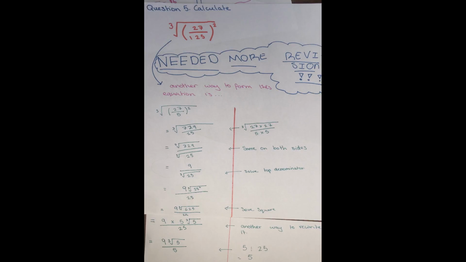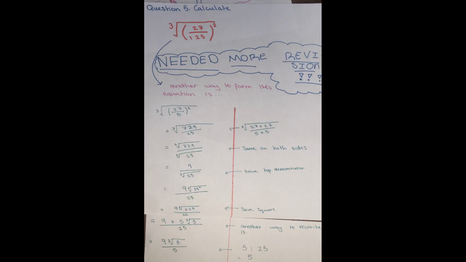So my answer I got was cube root of 729 over 25. Another way to write the original equation was cube root of 27 times 27 over 5 times 5. Now to the next step. You have to do the same on both sides. So it's cube root of 729 over cube root of 25, which gave us the answer 9 over cube root of 25. So you had to solve the top numerator first.